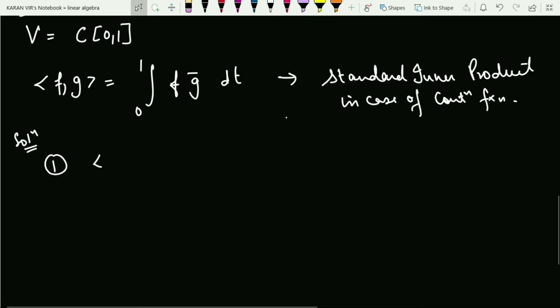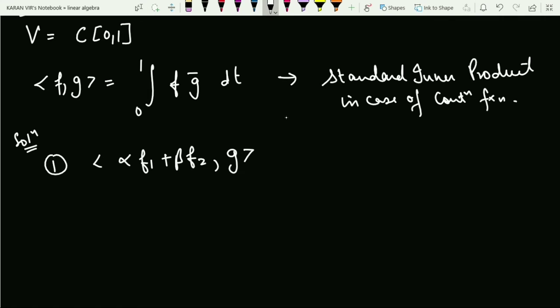So, alpha times f1 plus beta times f2, inner product with g. Fine with this. Now apply the definition. So what will be the definition? This is nothing but the integration from 0 to 1. What is my f? Here f is nothing but alpha f1 plus beta f2, right? And now multiply with g conjugate, so g conjugate into dt. Fine with this. Now you can easily split the integration, right?